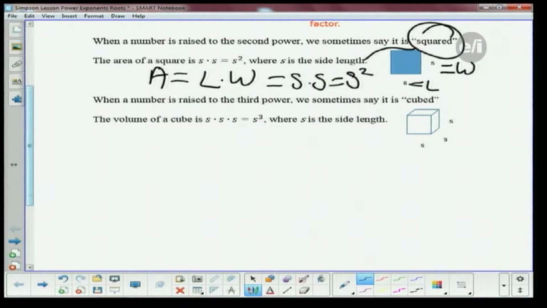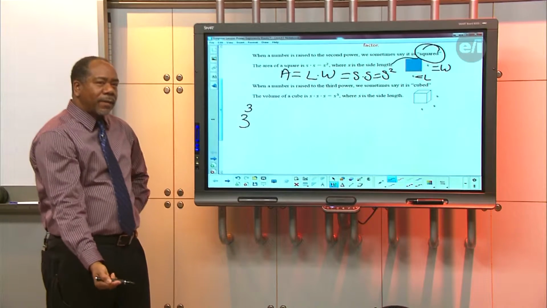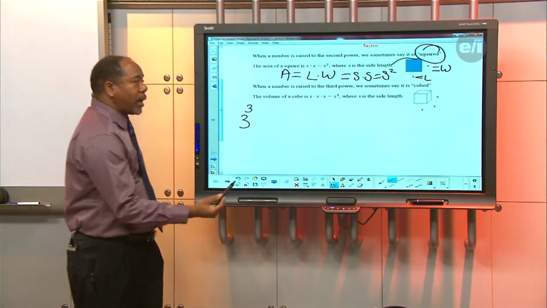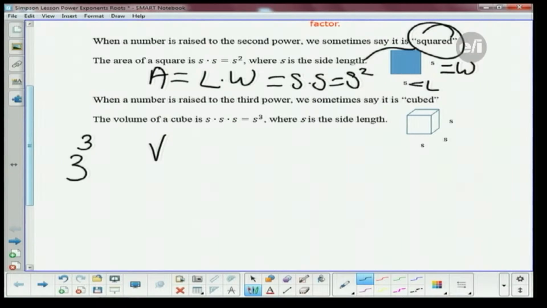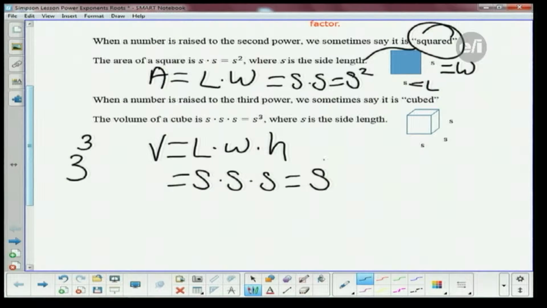When you see something to the third power, we're going to say that it's cubed. Why? Similar to a square, a cube has 3 sides. If you think of the volume of a cube, it's equal to length times width times height. With a cube, all 3 of those sides are the same length. S times S times S would be S cubed.